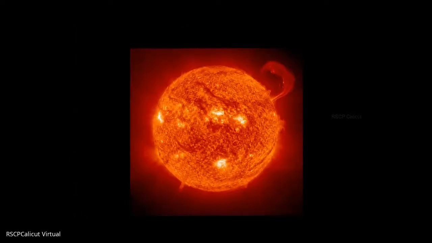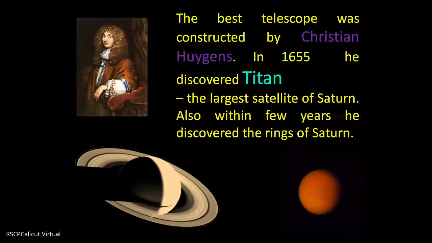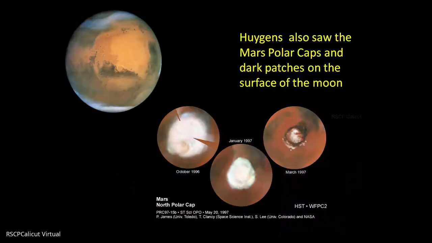Then he saw the projected image of the sun, and then once the telescope got constructed, people started making bigger and bigger telescopes. The best telescope constructed was by Christian Huygens. Using his telescope, in 1655 he discovered Titan, the largest satellite of Saturn. Within a few years, people also understood through painstaking observation the ring system around Saturn. That is also because of this telescopic observation.